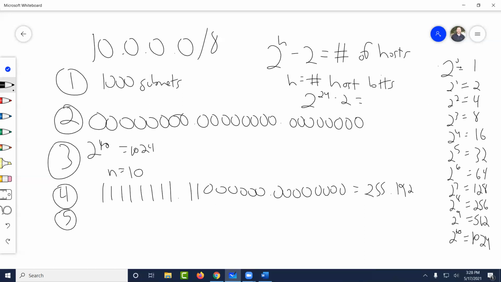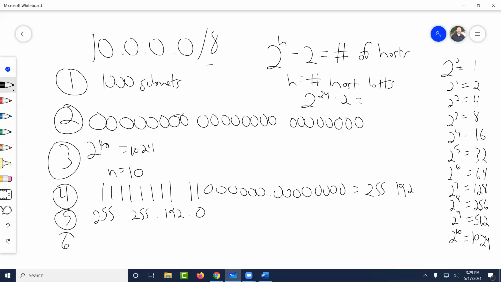All we do is add the value we had from the beginning. We used to have 255.0.0.0 because it was a /8 up here. Now it's becoming a /18. So it's 255.192.0. That's our new mask.